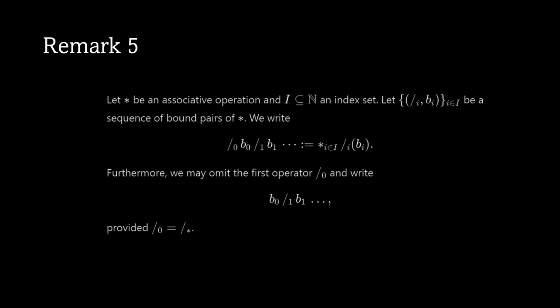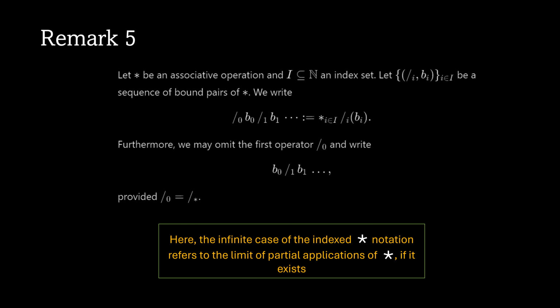So that's this remark out of the way, but I'd also like to clarify for the indexed star notation that we were using. If we are in the infinite case, it refers to the limit of the partial applications of that operation, if it exists. But don't worry too much about that, that's just if there's an infinite number of operations. We can't just nicely apply it infinite times, so instead we have to take the limit.